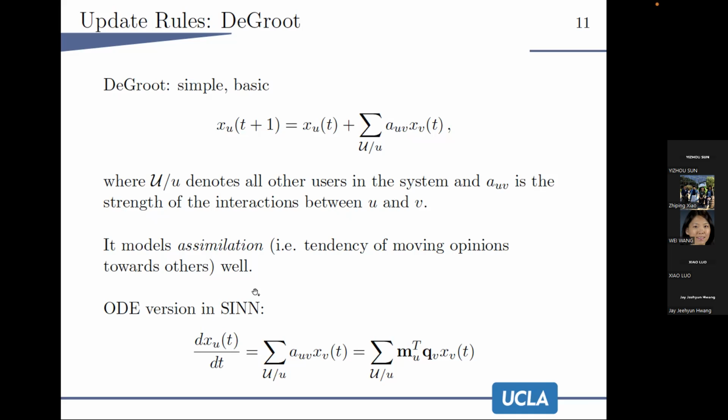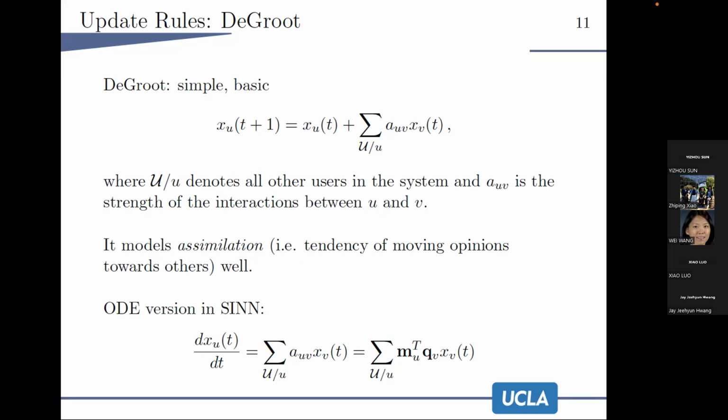You can interpret it as: the closer your relation with somebody is, the more easily you get influenced by that person's opinion. It's quite intuitive from this perspective. And it is said that this model models assimilation pretty well, where assimilation is the idea that people have the tendency of moving opinions towards each other. When you see someone else have some opinion, you tend to agree with it.